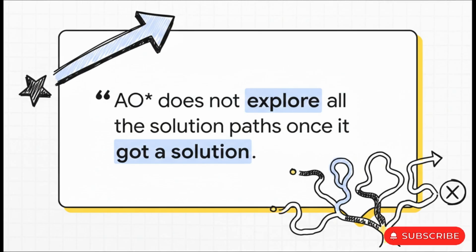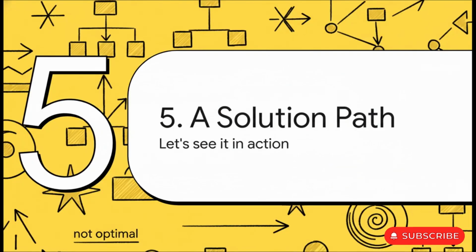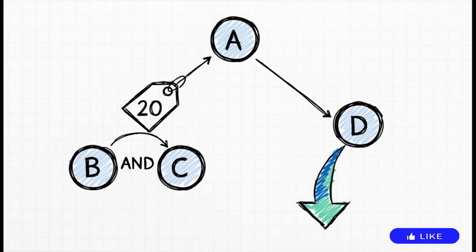Think about a robot trying to get around an obstacle. A pretty good path right now is way better than a perfect path that takes forever to figure out. All right, that's enough theory. Theory is great, but let's actually see this thing work. We're going to walk through a super simple example to see exactly how the AO* algorithm thinks and makes its choices.